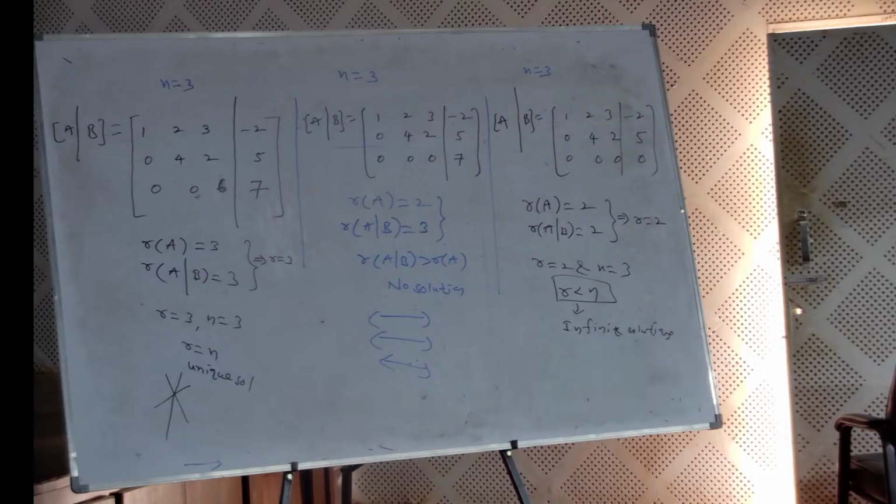Not every set of equations in the world contains a solution. Some equations do not contain any solution. This is the reason: because the rank of A by B dominates the rank of A. In that case, you do not expect any solution.